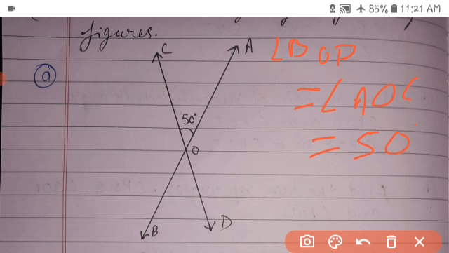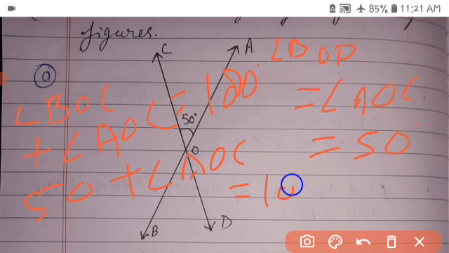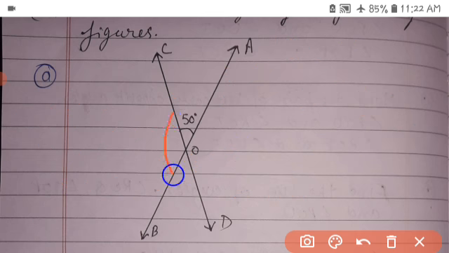And angle BOC plus angle AOC is equal to 180 degrees. Now put here 50 plus angle AOC equals 180. Now angle AOC is equal to 180 minus 50, which is equal to 130 degrees. These are also 130 degrees and this is 50 degrees.